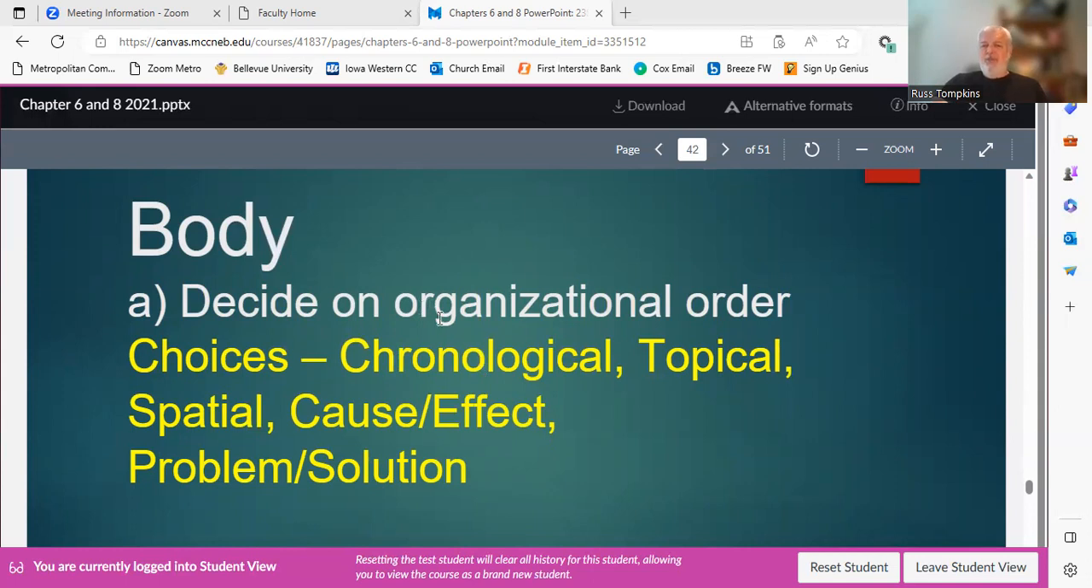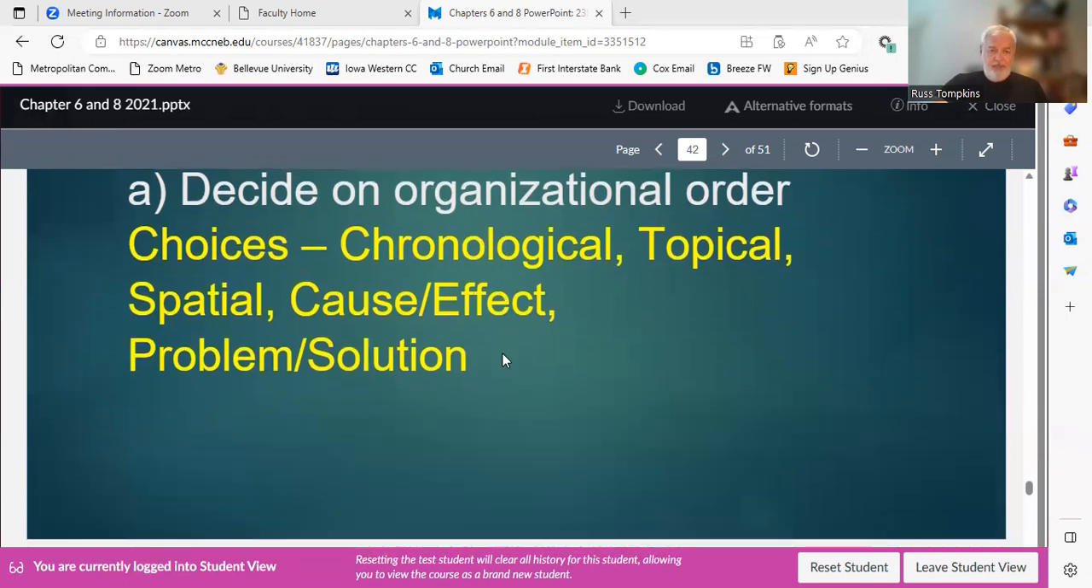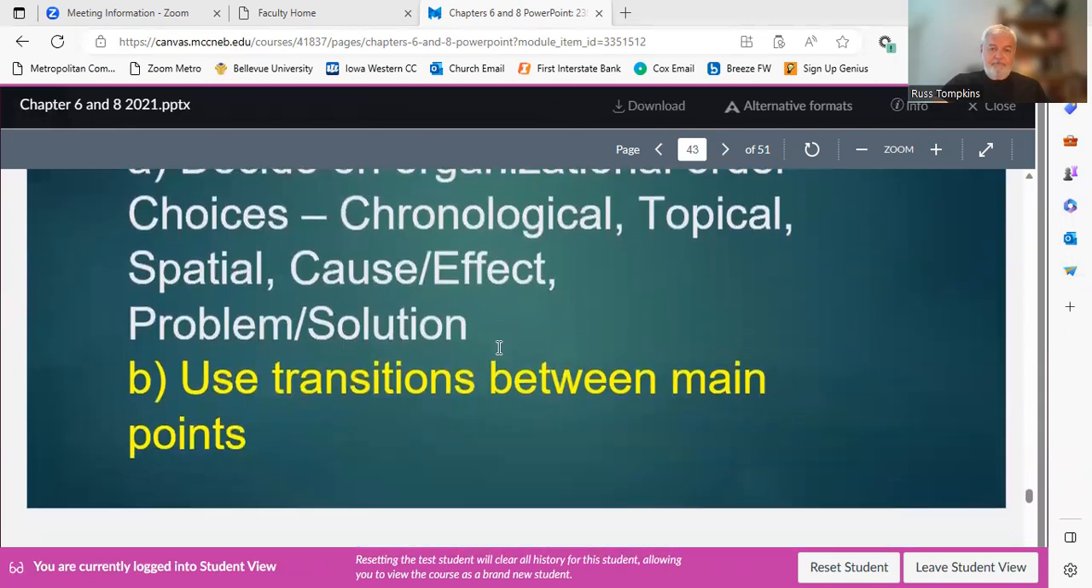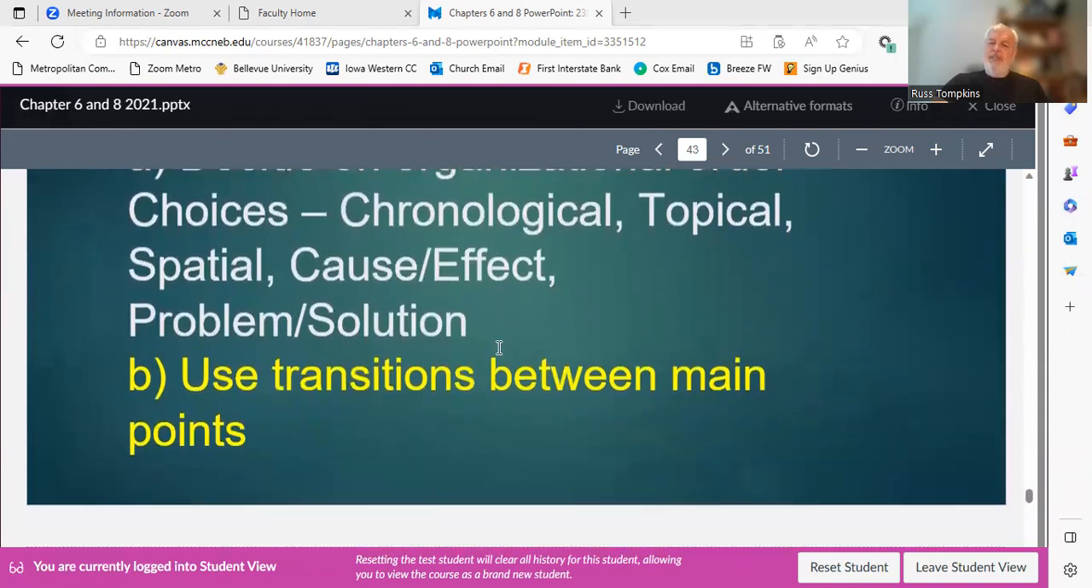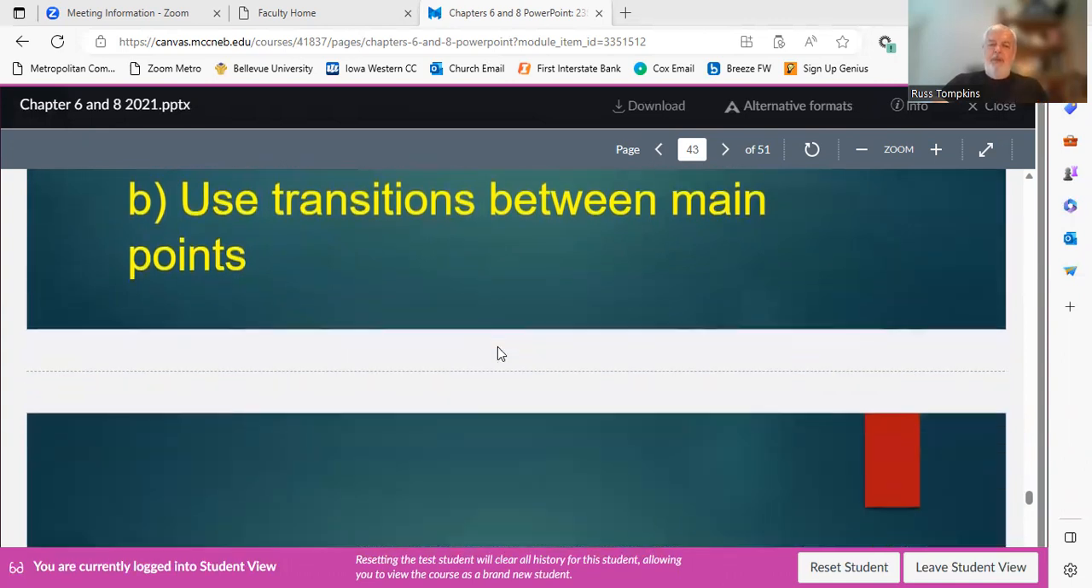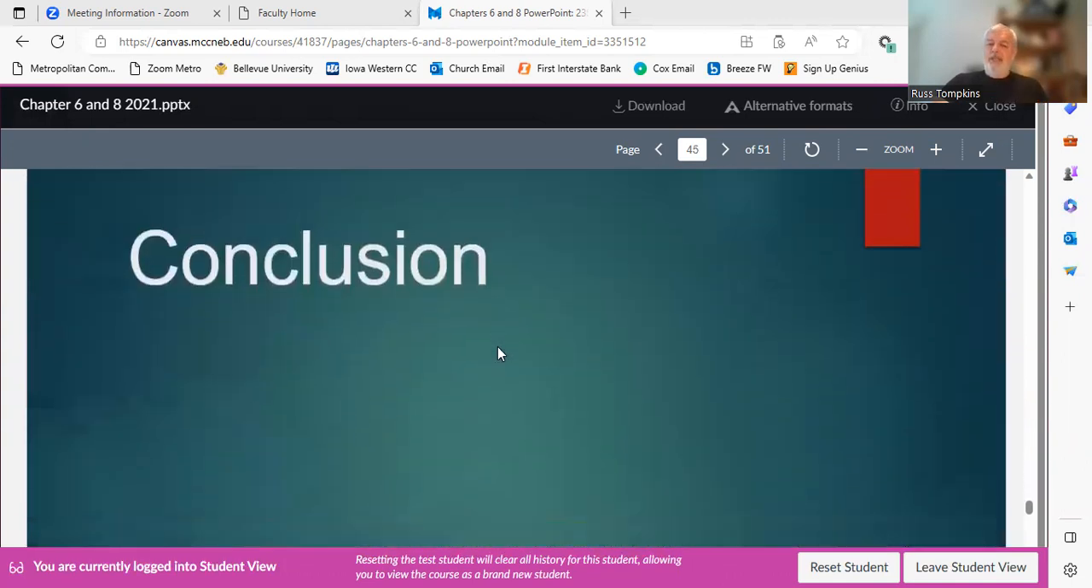And I would suggest you read over your chapters to look more at what chronological, topical, and spatial would be. Then make sure that you use transitions to move the audience from one main point to the next main point. And then we're ready to look at the conclusion.